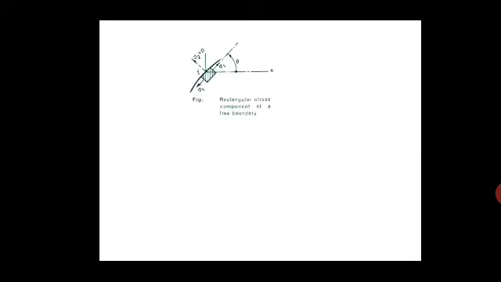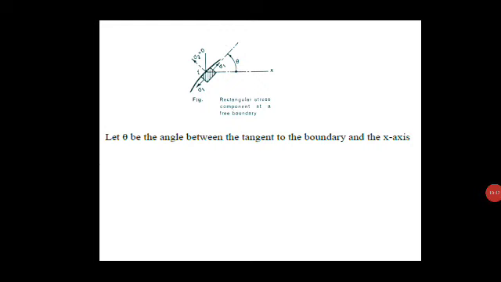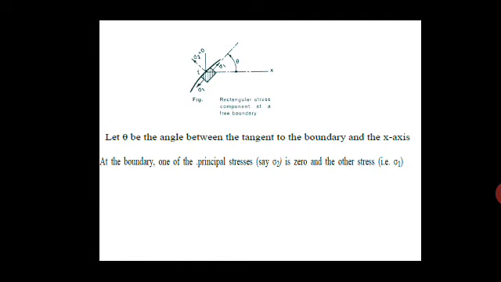Now, for the two lines C and D, let theta be the angle between the tangent to the boundary and the x-axis. At the boundary, one of the principal stresses, let us consider it as sigma 2, will be 0, and the other stress, sigma 1, tangential to the boundary, can be determined from the isochromatics.